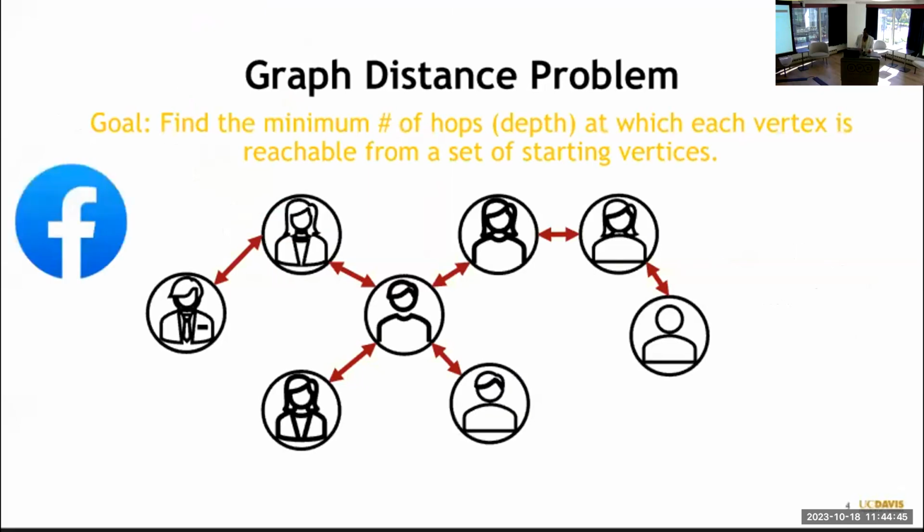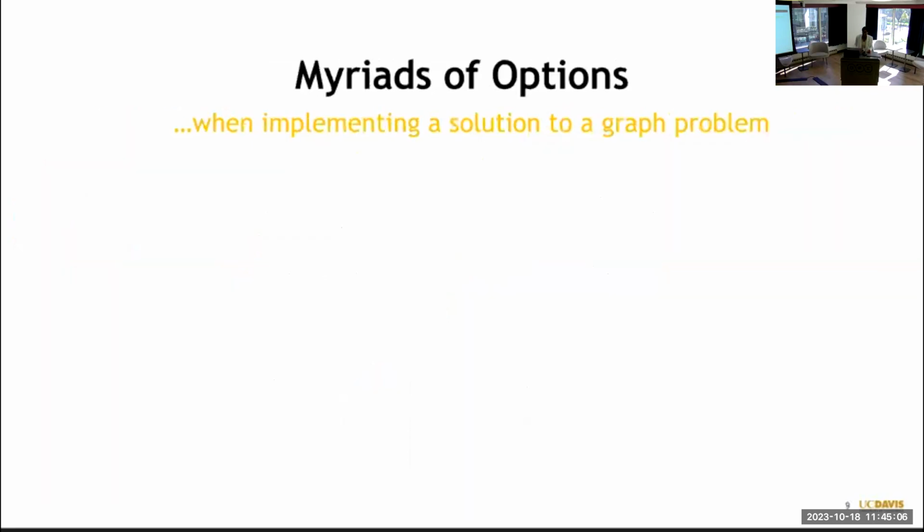So suppose we have a social network such as Facebook. In this case, the graph distance problem seeks to answer a question like, how many connections away is each person from a particular friend? If we start off with this friend, we'll search for friends 1 hop away, then 2 hops away, until the entire graph structure has been explored. And this problem is often solved in a breadth first search manner.